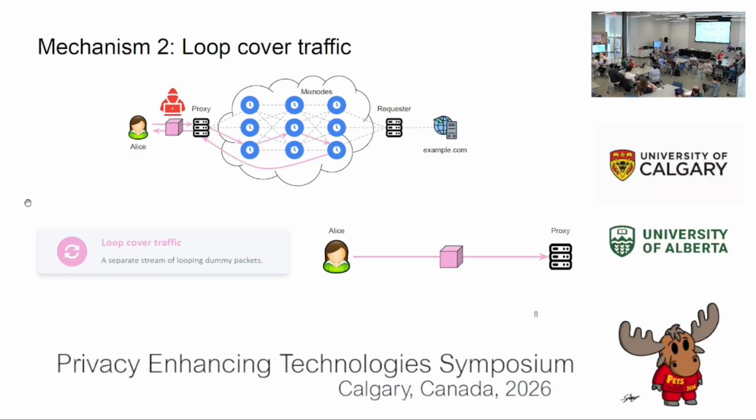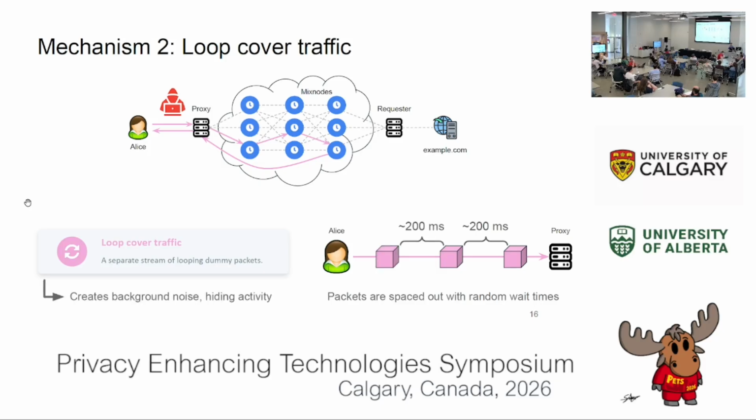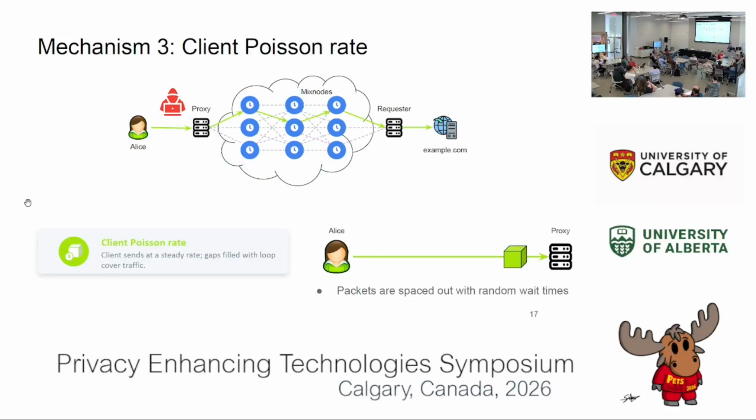The second mechanism is called loop cover traffic. Alice will send, as a background process, packets to herself via the mixnet. She will send these packets at a steady rate. By default, they will be separated by approximately 200 milliseconds, still with a random time between the packets. This creates some background noise that should hide the activity of Alice.